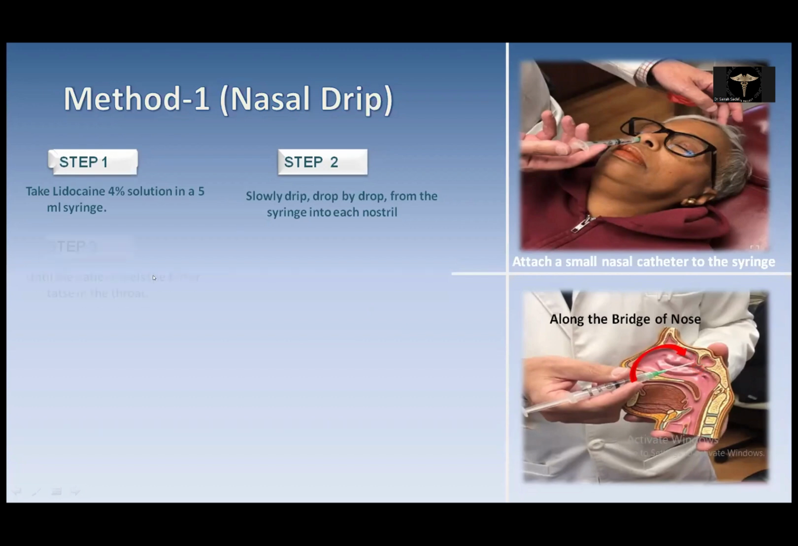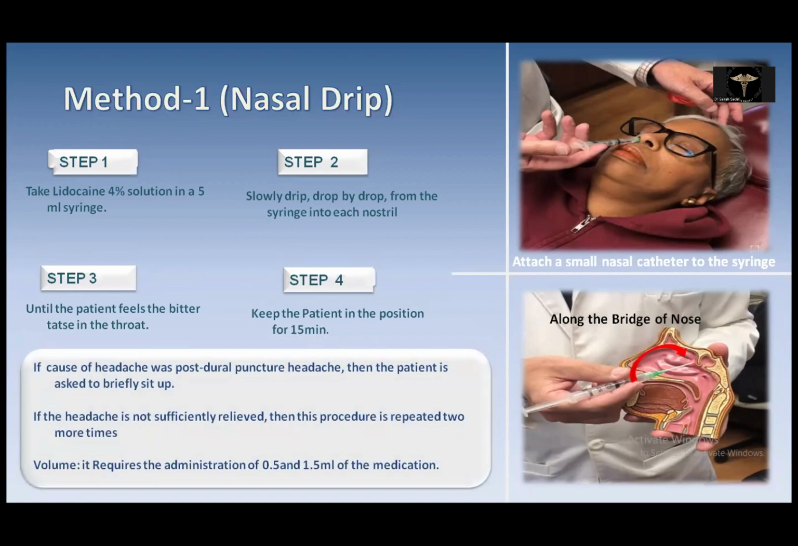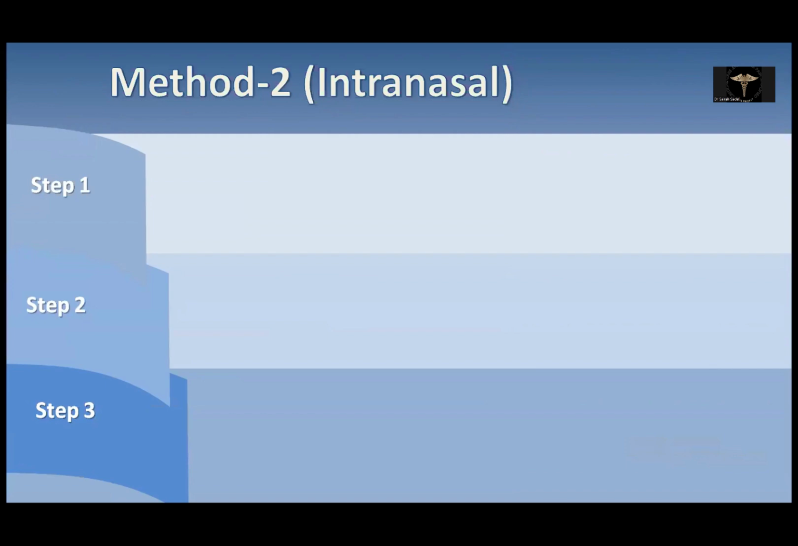So what you have to do after, keep dripping until the patient feels the bitter taste in the throat, and keep the patient in position for 15 minutes. If the cause of headache was post-dural puncture headache, then the patient is asked to briefly sit up. If the headache is not sufficiently relieved, then this procedure is repeated 2 more times. Volume requirement is about 0.5 to 1.5 ml of medication, just to keep it under a safe dose.